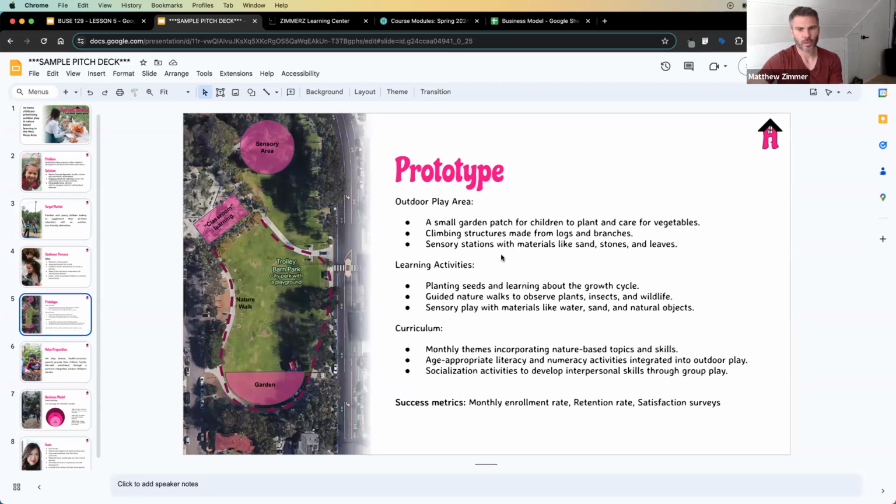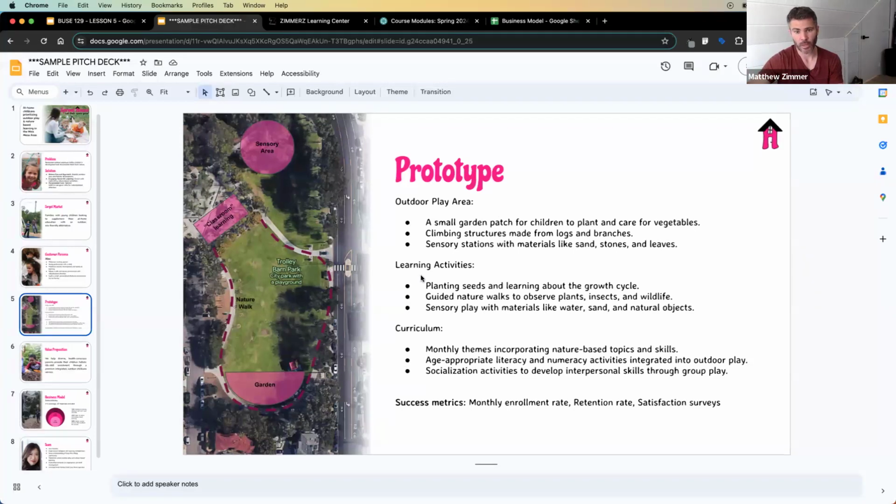We want to give a very simple indication of what is the experiment we're going to try to run. How do we organize that experiment? Some sort of pictorial representation of what that experiment's going to be. And then what are our success metrics? How do we measure whether or not that experiment was successful?